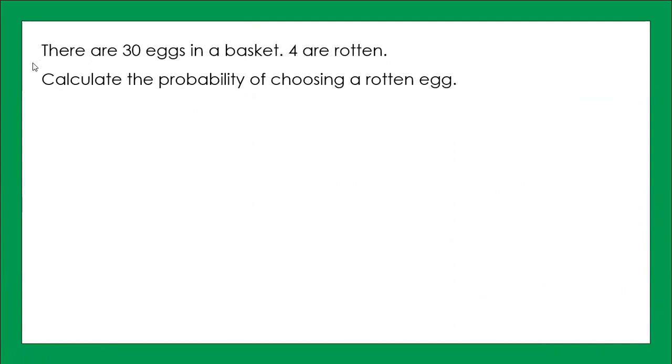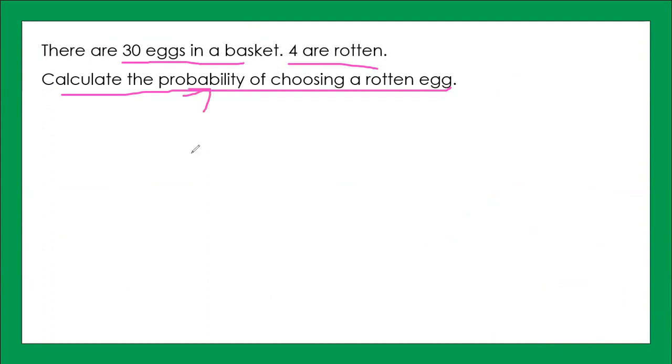Okay. Let's say mother told you, go buy eggs. You went to the market, you bought 30 eggs, but you broke 4 eggs. Maybe it's not rotten, maybe it's broken. What's the probability of choosing a rotten egg? Now your mother comes back and she cooks, takes one egg and it's a rotten egg. What's the probability of that?